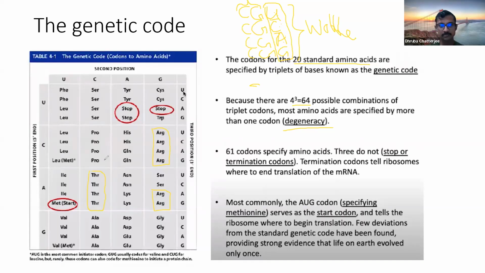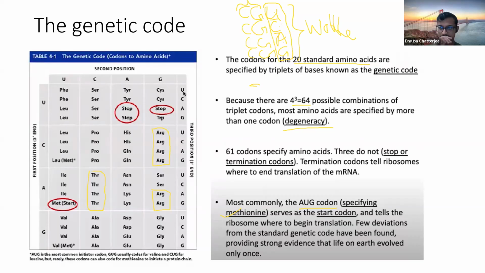Apart from that, two other facts are worth mentioning. AUG is your start codon, and in response to the start codon, the amino acid methionine is always incorporated. And there are three codons which do not encode for any amino acid residue. Instead, they are the stop signals for translation.